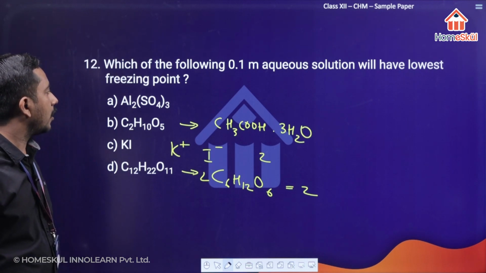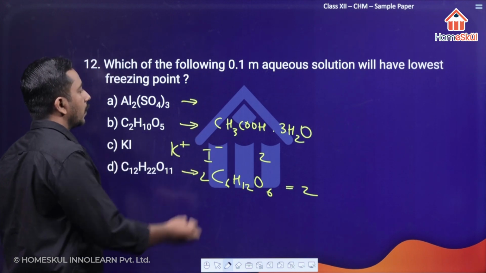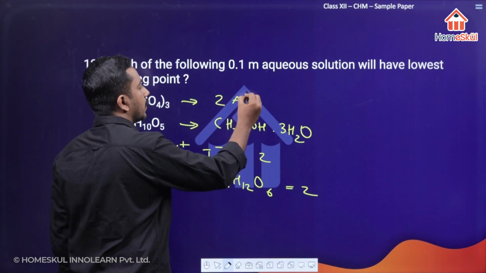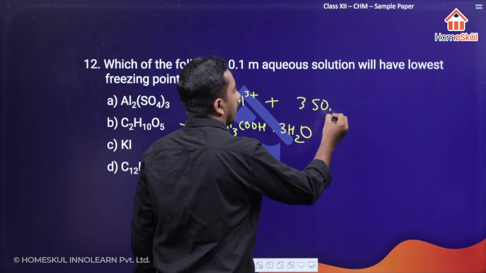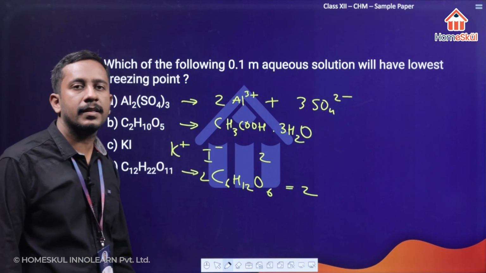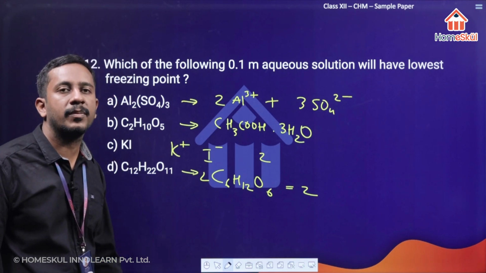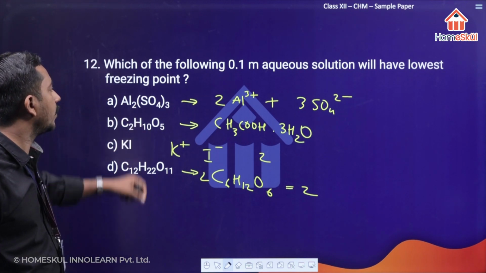And what about the case of aluminium sulfate? Aluminium sulfate is going to dissociate into 2 aluminium 3+ ions and 3 sulfate ions. So we'll have a total of 5 particles obtained from a single molecule. The value of van't Hoff factor is going to be highest for aluminium sulfate.